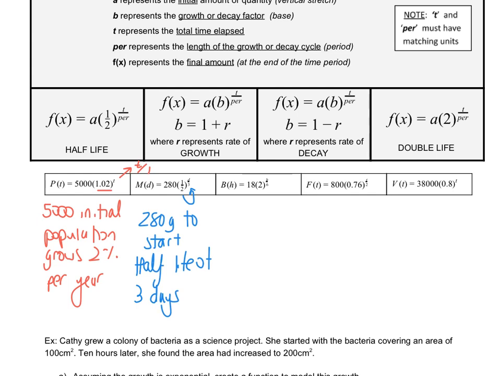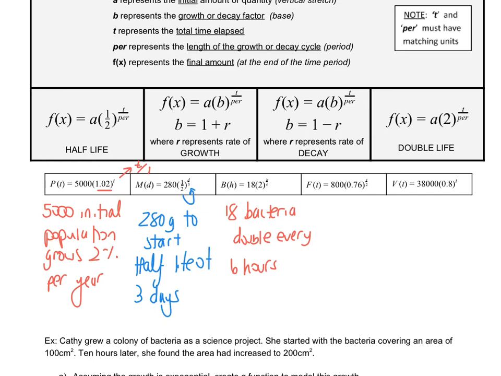Okay, next one. B at H equals 18 times 2 to the power of H over 6. So maybe it's a bacterial population and something in hours. We initially have 18 bacteria and they double every 6 hours because of that denominator in the exponent. So 18 bacteria double every 6 hours.